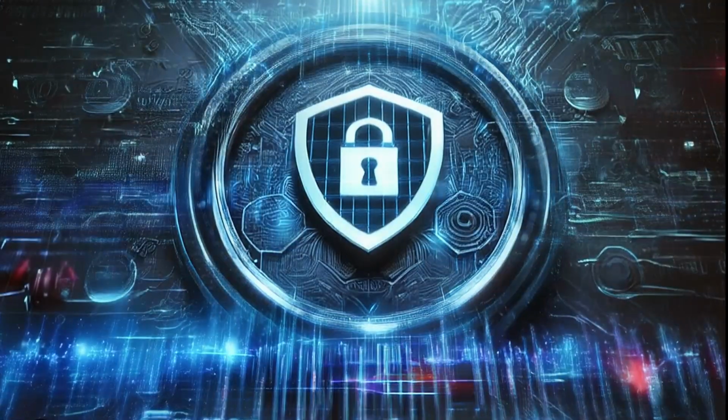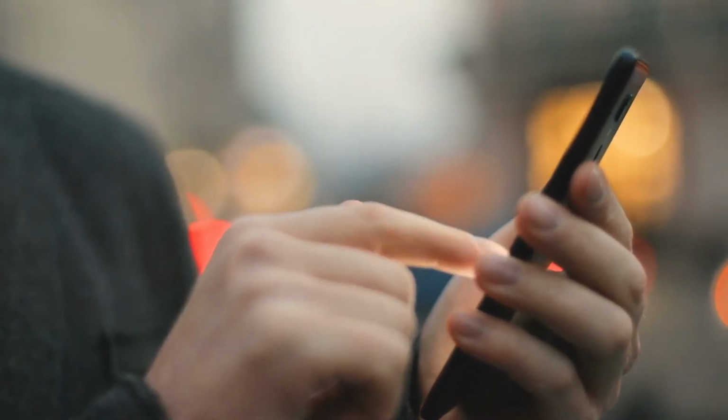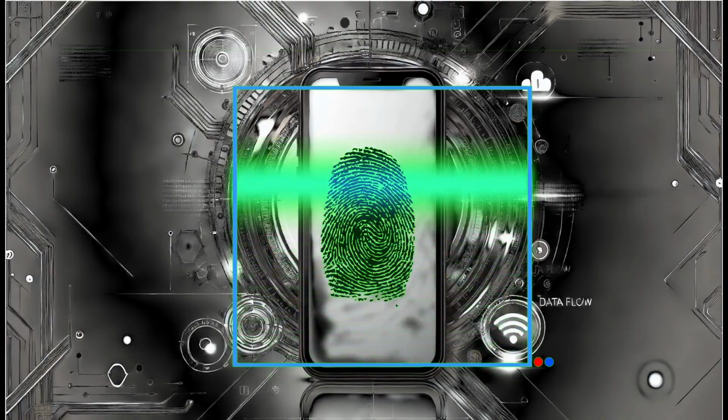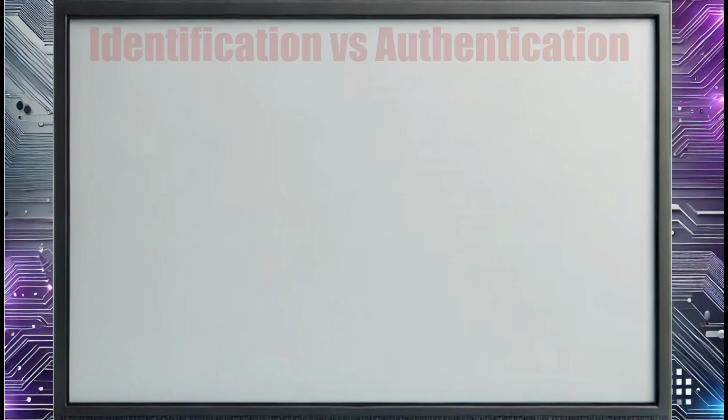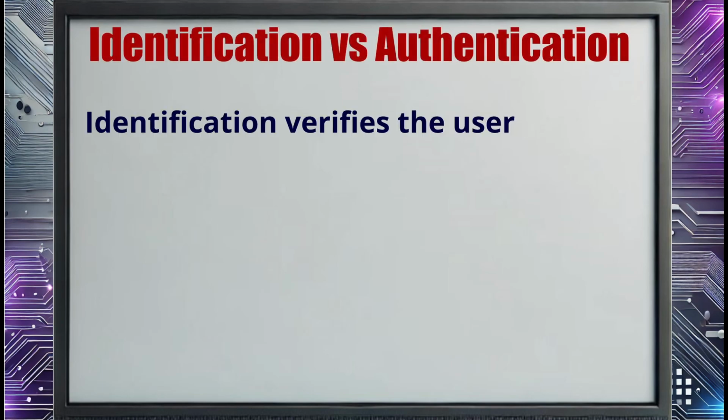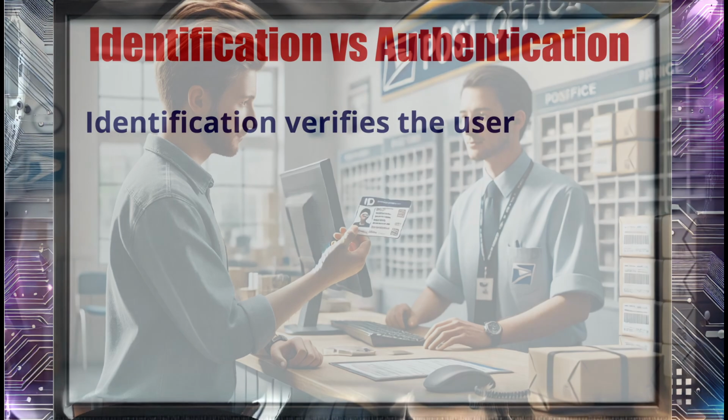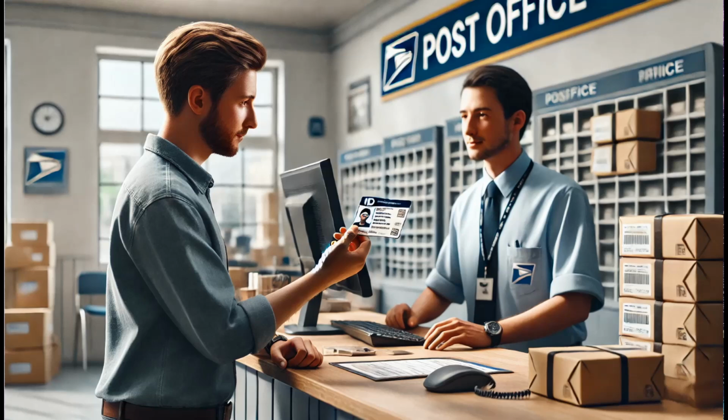In this lesson, we're going to talk about authentication. Before we start, you should know the difference between identification and authentication because they aren't the same. Identification is the process of verifying the identity of a user requesting credentials. This process is also called identity proofing. It occurs during the identification phase.